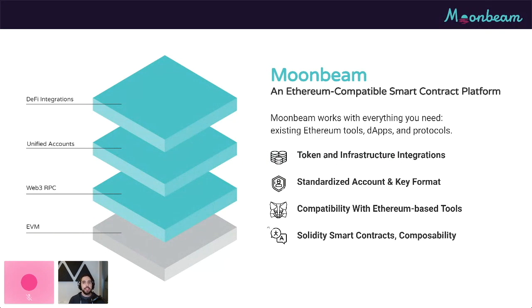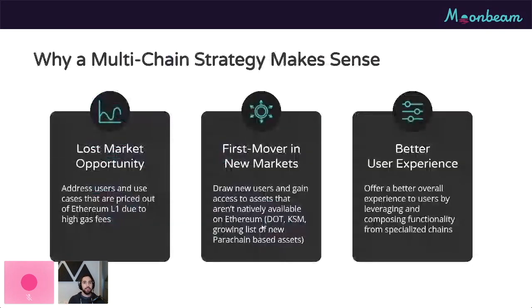So why does a multi-chain strategy make sense? For the sake of this presentation, I'm only going to talk about the topic in the middle. New projects can be first movers in new markets, right? A lot of these projects can access, through Moonbeam, assets that are not natively available on Ethereum. They can connect through Moonbeam to Polkadot and Kusama and access not only DOT or KSM, but a growing list of parachain-based assets. And we think this is important because this provides a whole new market that they can tap into.